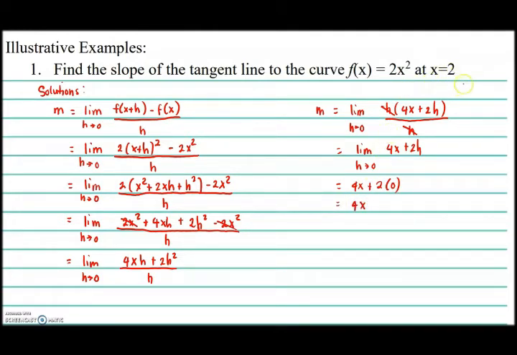Now remember that your point on the curve is at x equals 2. So you substitute or plug in 2 to x. So you have slope is equal to 4 times 2. So your slope now is equal to 8. So the slope of the tangent line to the curve f of x equals 2x squared at x equals 2 is 8.